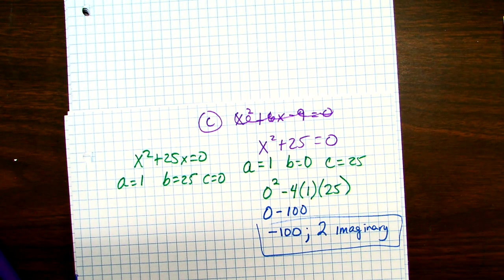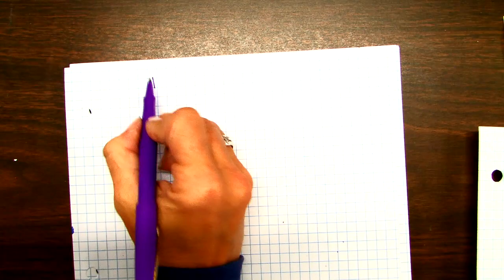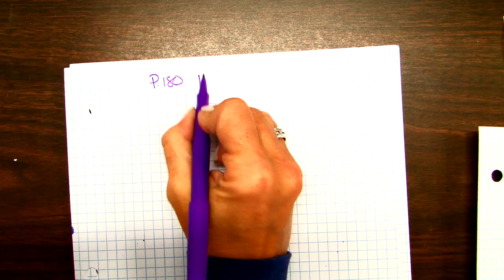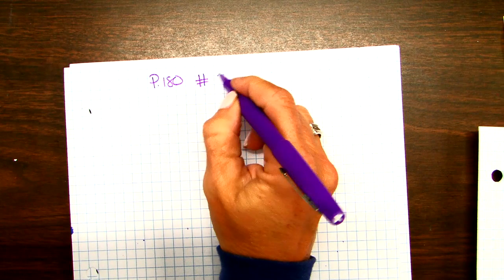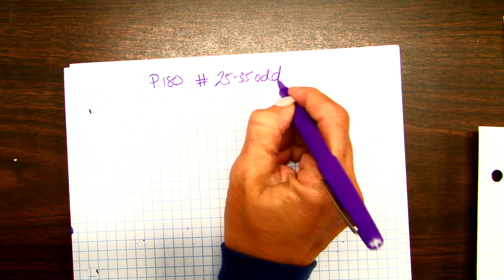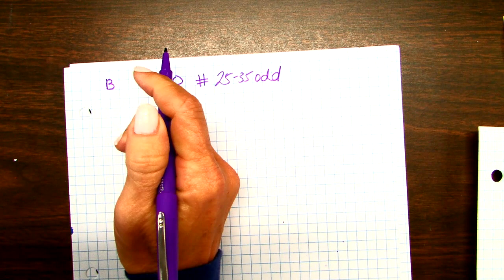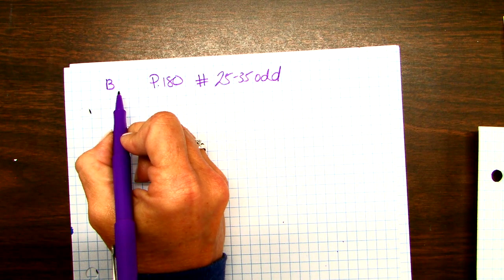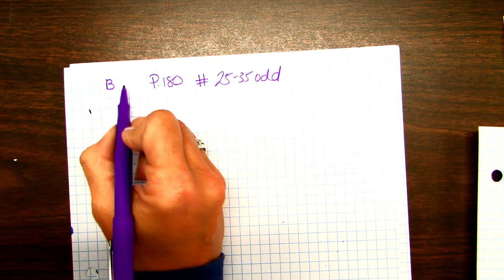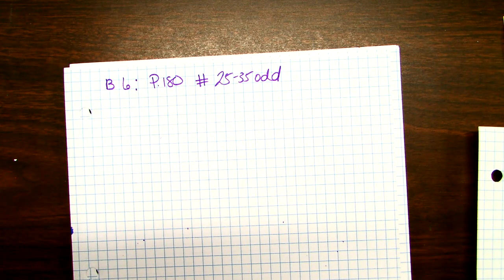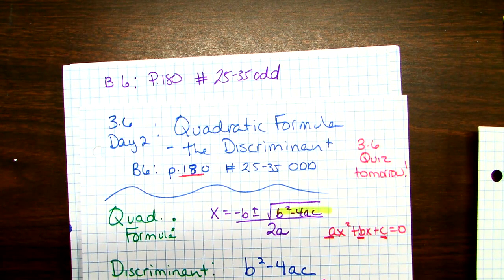Okay. All right. Let's look at the homework. Okay, so we're on page 180, which is on the back of yesterday's. This is B6? B5? Yes. Is it B6? Yeah. Sorry. I have last year's notes. I don't know what these notes are. Oh, yesterday's. Okay.